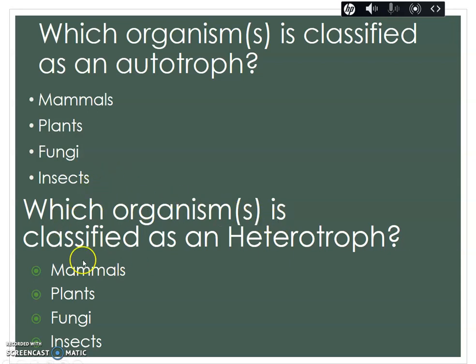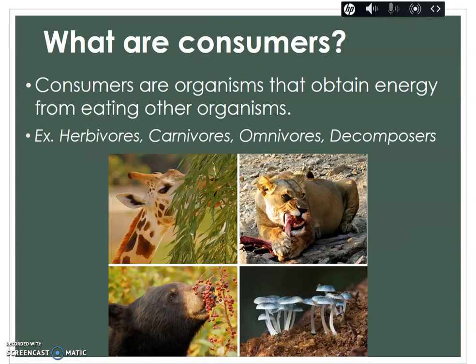We're going to talk about heterotrophs as well, but it's just the opposite of autotrophs. Autotrophs are self-feeders. Heterotrophs are other feeders, meaning they have to eat something other than themselves to get energy. So as a mammal, I have to physically eat meat or beans or lettuce, or I have to eat something other than myself to get energy. I cannot sit out in the sun and automatically create my own energy, right? So that would be things like mammals and fungi and insects. They have to eat something other than themselves for energy.